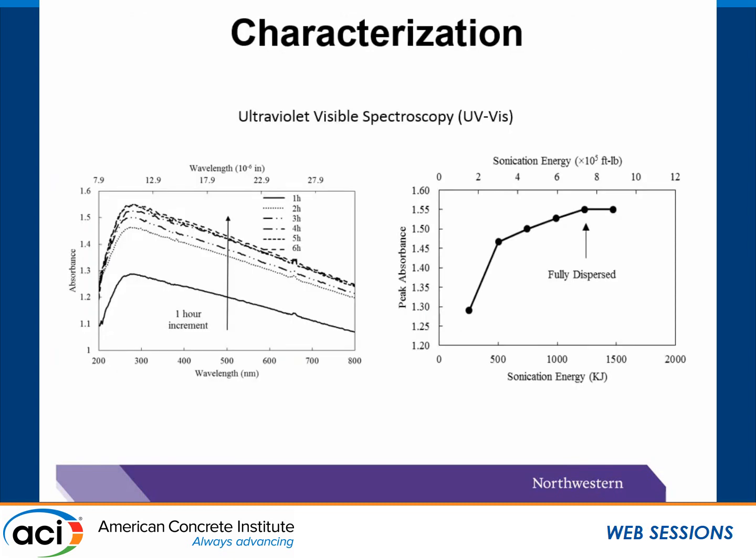By taking a small amount of sample every hour during the sonication process, the absorbance is plotted as a method to demonstrate the dispersion dynamics. The peak values of each absorbance curve from the left are extracted and plotted with the corresponding sonication energy, as shown on the right. When the peak absorbance reaches its plateau, it means the absorbance cannot be further developed and full dispersion is achieved.